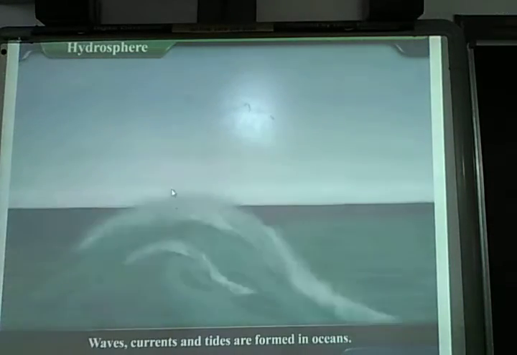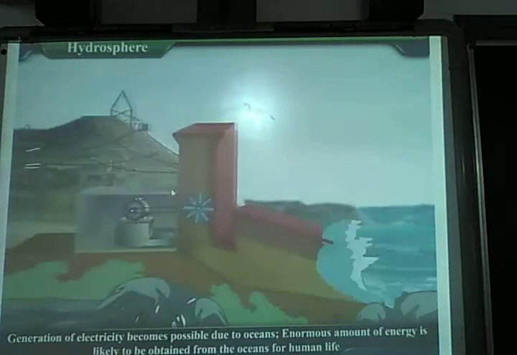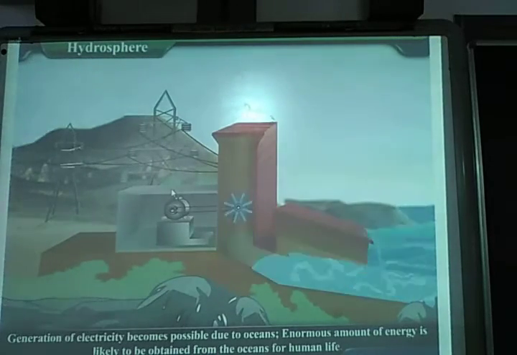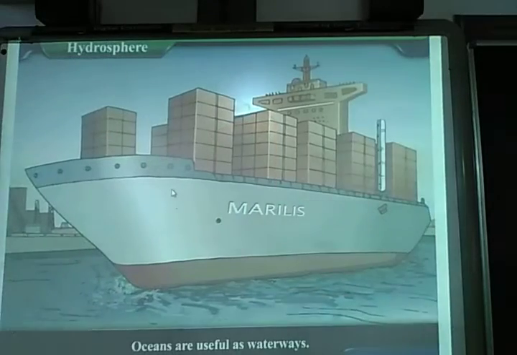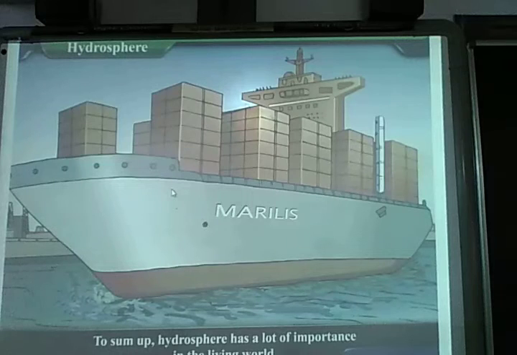Waves, currents, and tides are formed in oceans. Generation of electricity becomes possible due to oceans. Enormous amount of energy is likely to be obtained from the oceans for human life. Oceans are useful as waterways. To sum up, hydrosphere has a lot of importance in the living world.